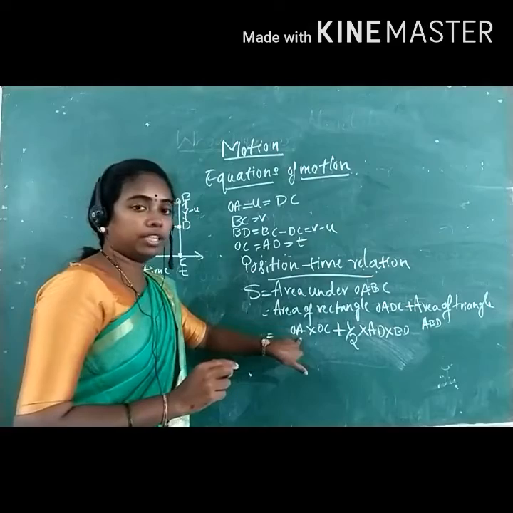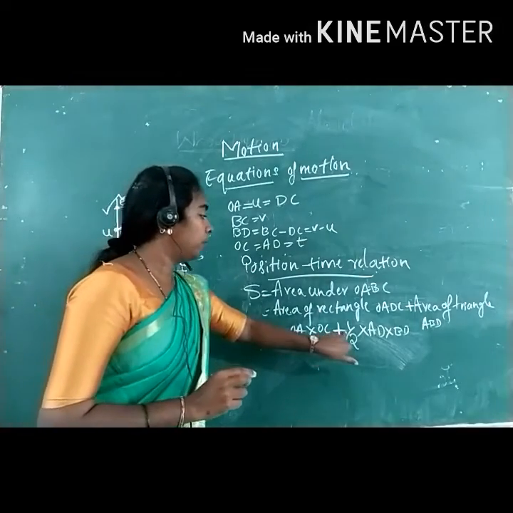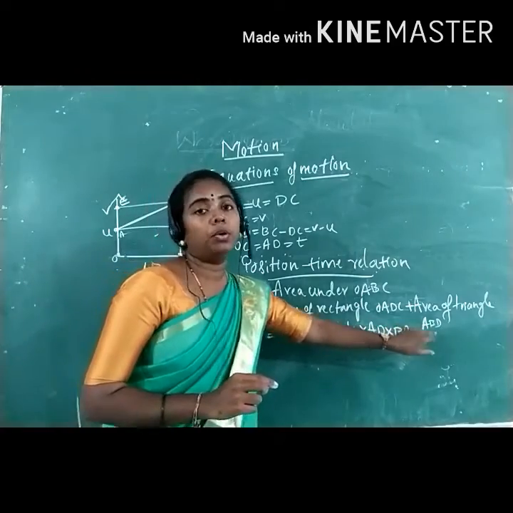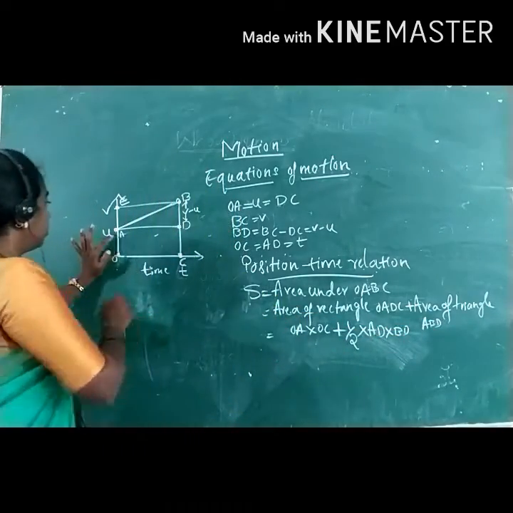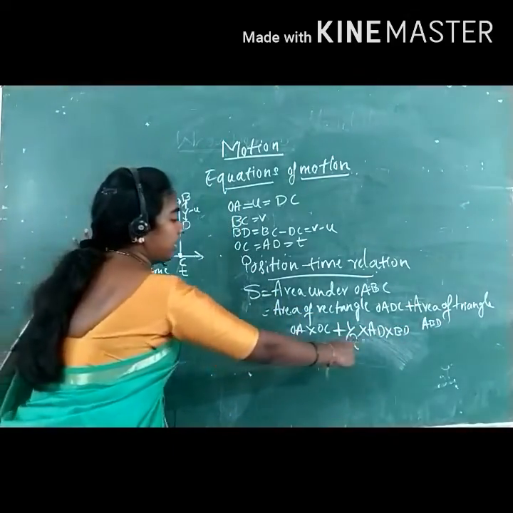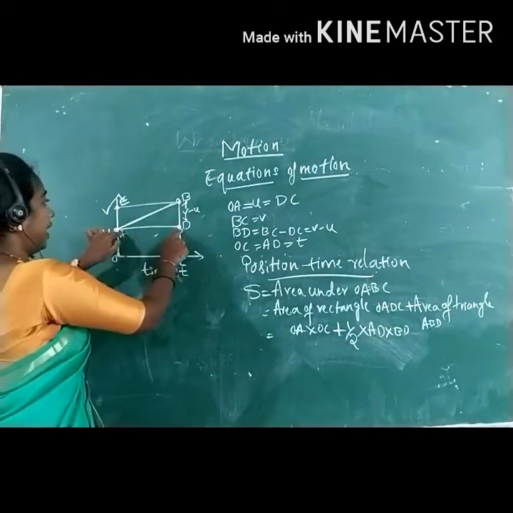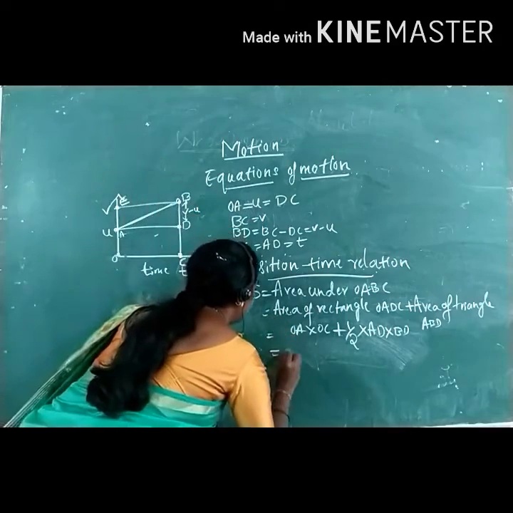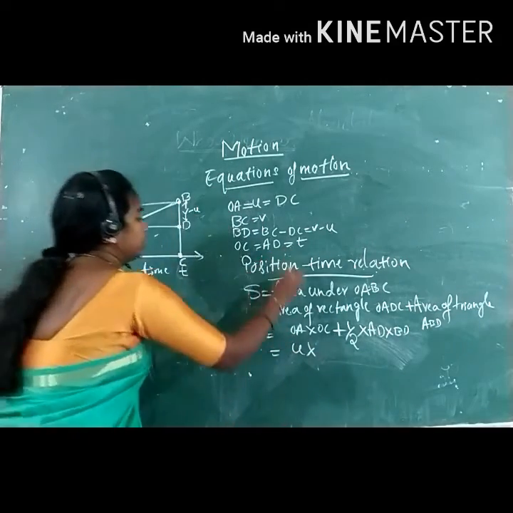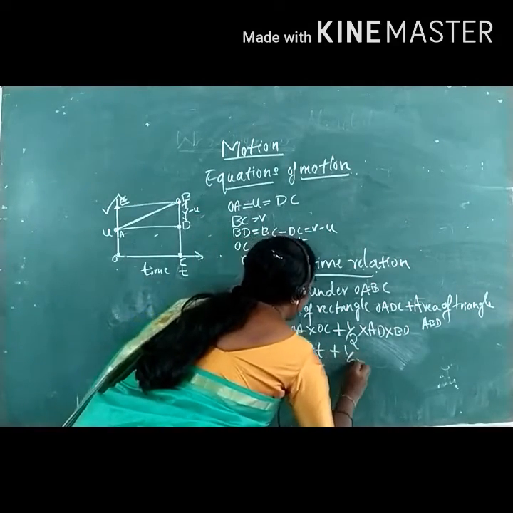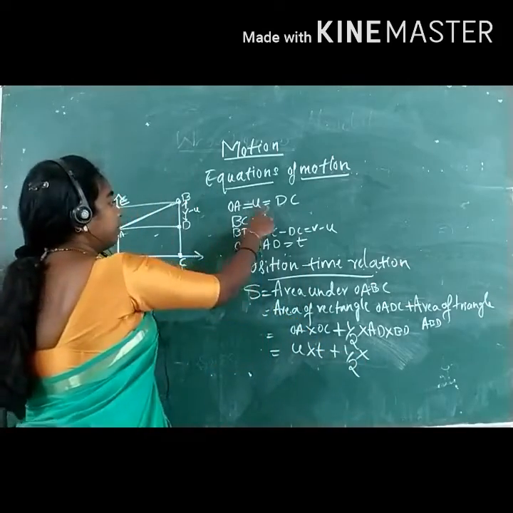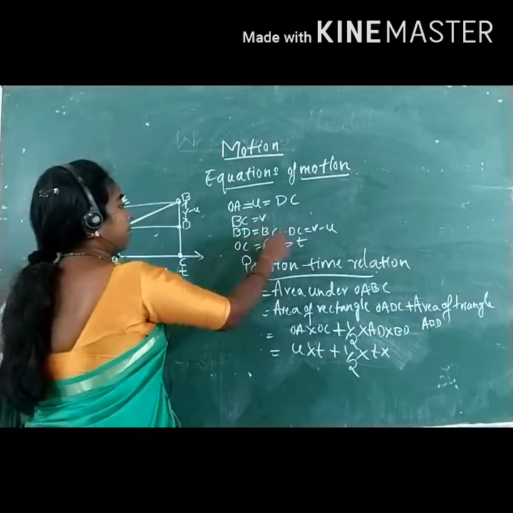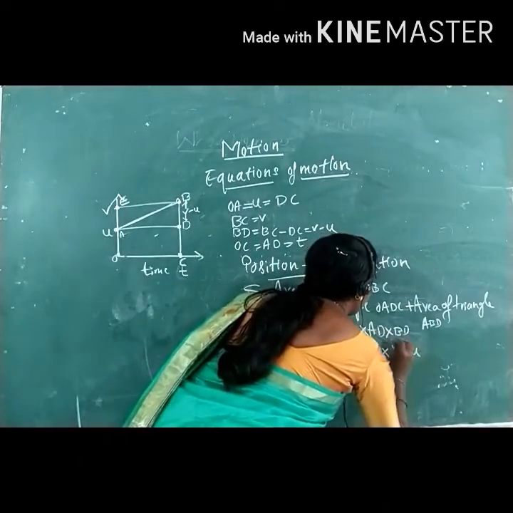Area of rectangle is given by breadth into height, that is OA into OC, whereas area of triangle is given by half into AD into BD. So what is OA from this? It is U. What is OC? It is T. Half into AD is T, and BD is given by V minus U.